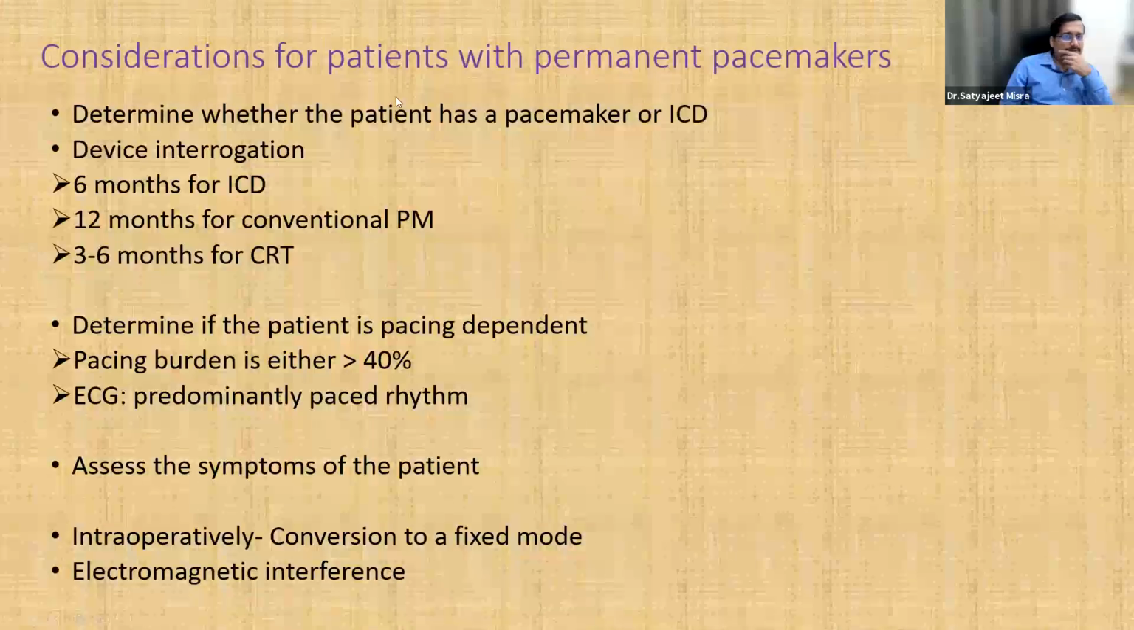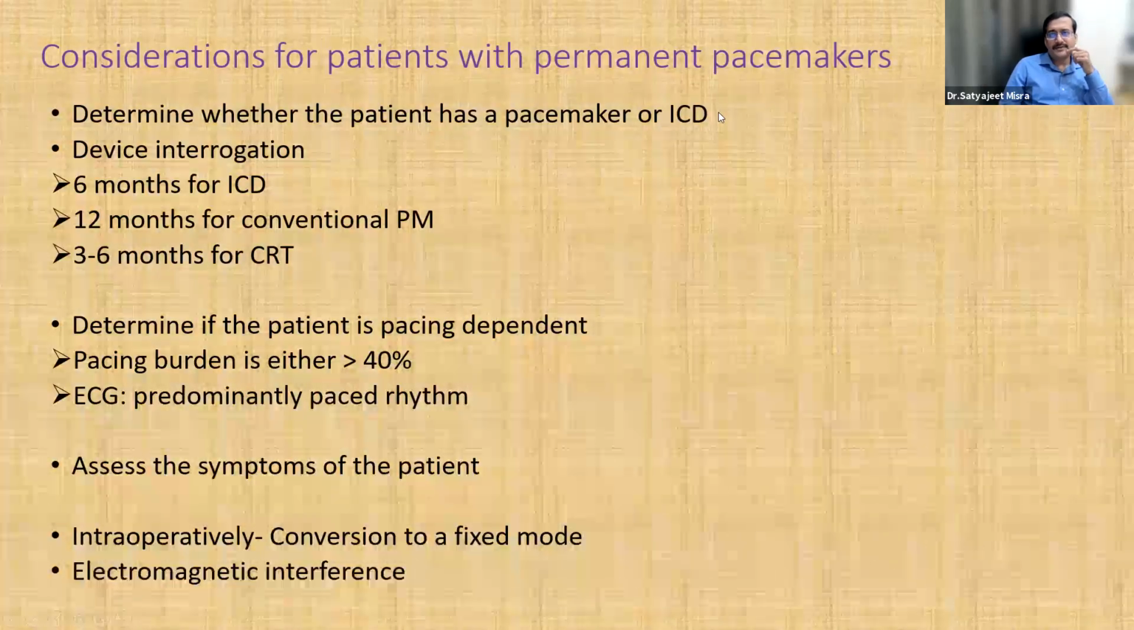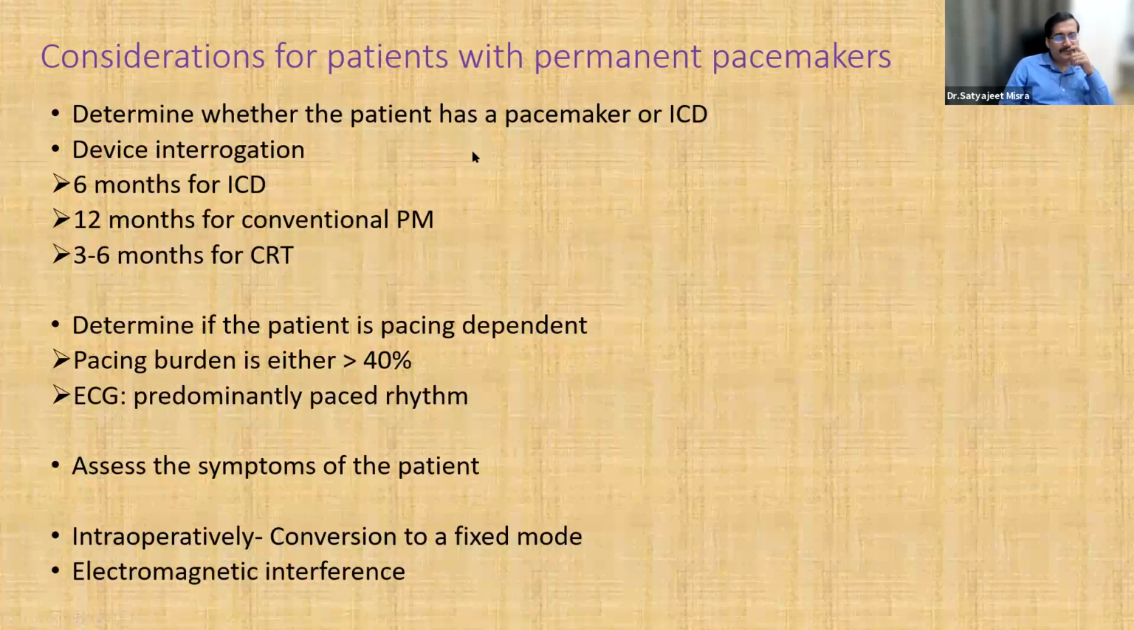Once you do that, there are certain things that we need to see in these patients. What has been the indication for putting in the pacemaker or the ICD in the first place? What is the type of the pacemaker or the ICD? If it's an ICD and the device interrogation was more than 6 months ago, then it should be interrogated. If it's a conventional pacemaker and the interrogation was done more than 12 months prior, then it should be interrogated once more before you jump in for anesthesia. And if it's a CRT device, anytime more than 3 months, then the patient needs another interrogation.